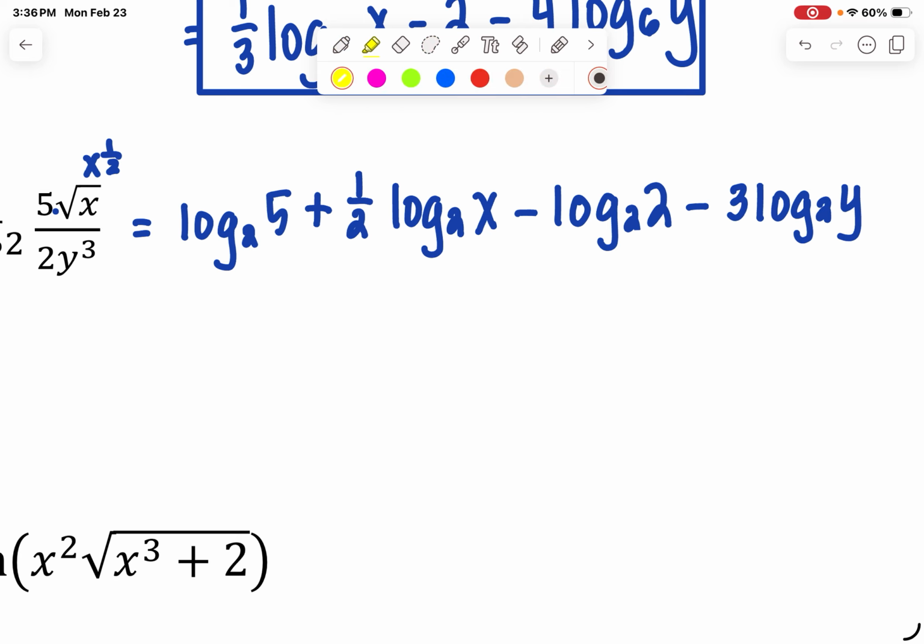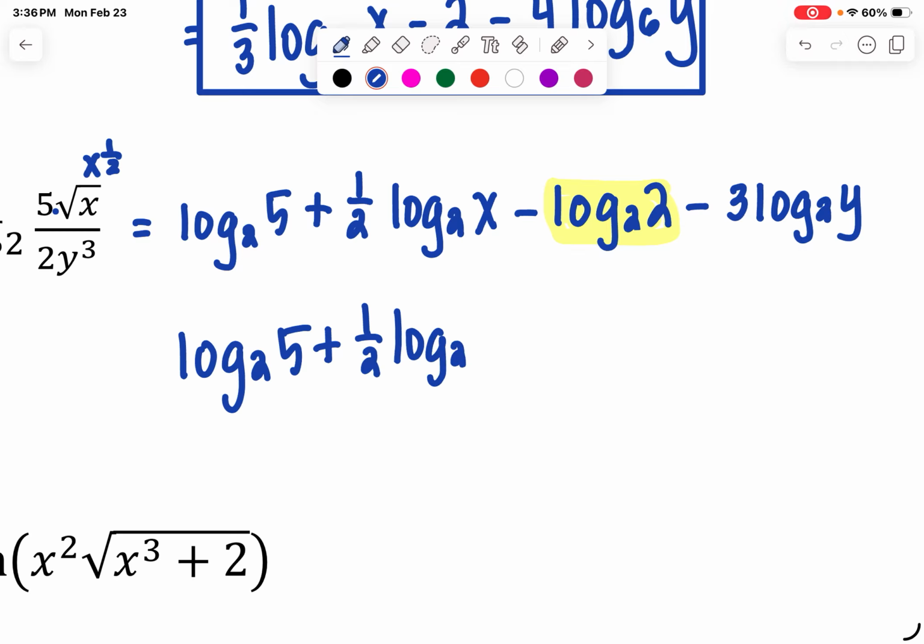And then I heard myself say log base 2 of 2, all right? 2 to what power gives me 2? That's 1. So I want to change that to a 1. So log base 2 of 5 plus 1/2 log base 2 of x minus 1 minus 3 log base 2 of y.